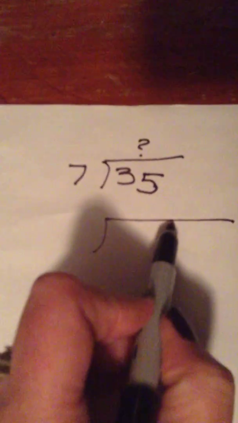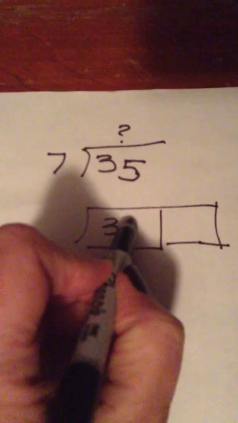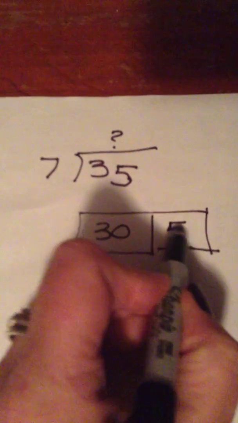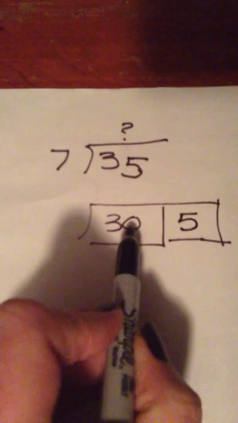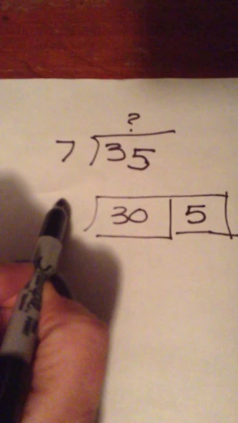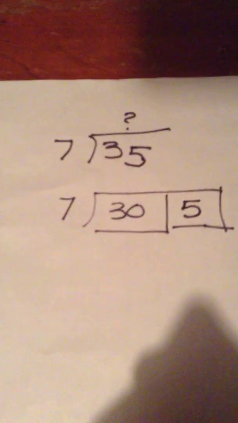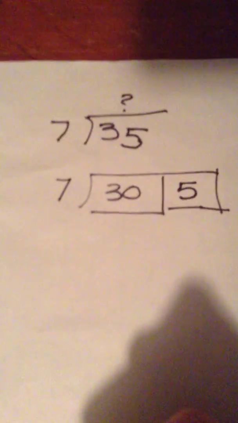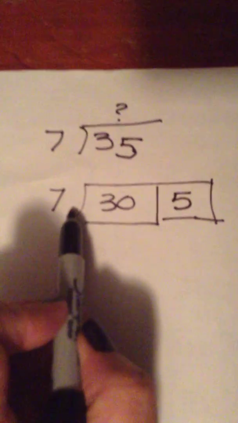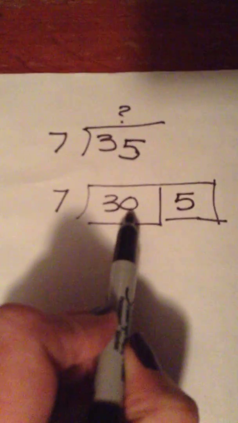I'm going to write 35 as 30 and 5. So there's 30 in the tens column and there's 5 in the ones. And I'm going to divide that by 7. Now, let's start with 30. How many groups of 7 can I take out of 30?